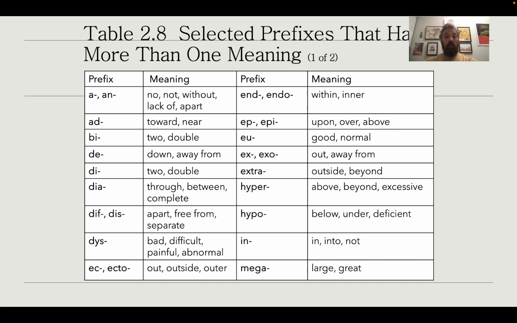So some prefixes have more than one meaning; once again, you can see them. A lot of these meanings also are kind of interchangeable. So like bi can mean two or double. It's kind of an awkward type of term. If you think about biweekly, it can either mean twice a week or every other week. That's what it means by either two or double.